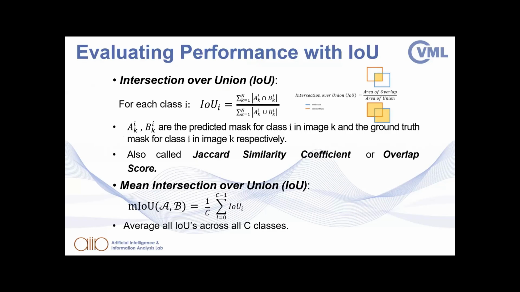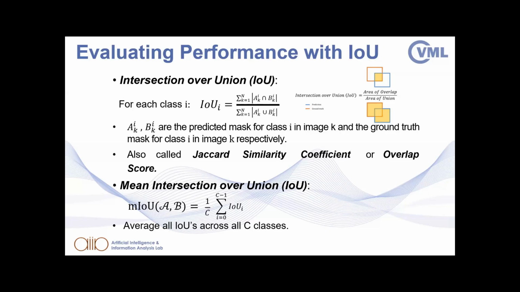This is one of the most used evaluation metrics for segmentation. It is called intersection over union, or IOU. For each class I, IOU is defined as the ratio of the intersection over the union between the predicted mask and the ground truth mask. In other words, it tells us how much the prediction overlaps with the true region relative to their combined size.